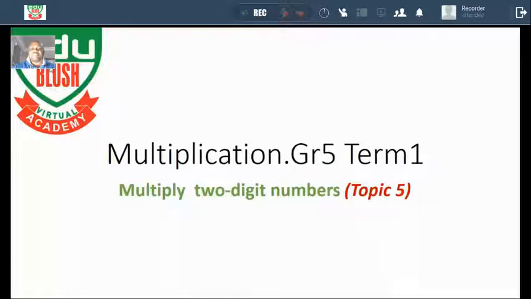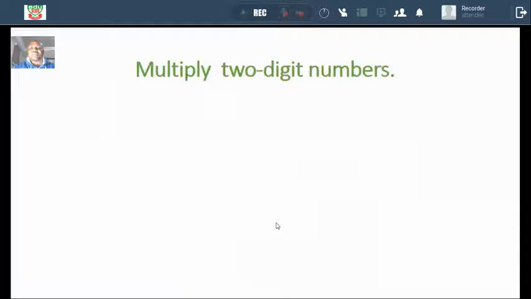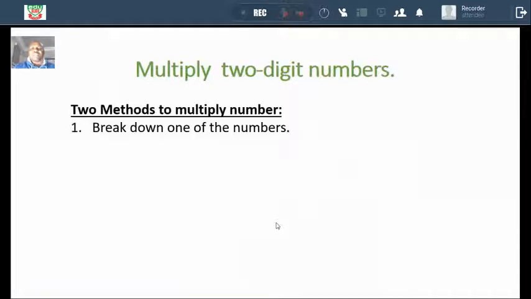All right. As I say, we are still continuing from topic 5, and this is multiplying 2-digit numbers. Now, there are 2 methods that you can use when you multiply 2-digit numbers at this time. Now we'll discuss these 2 methods. The first method is to break down one of the numbers.